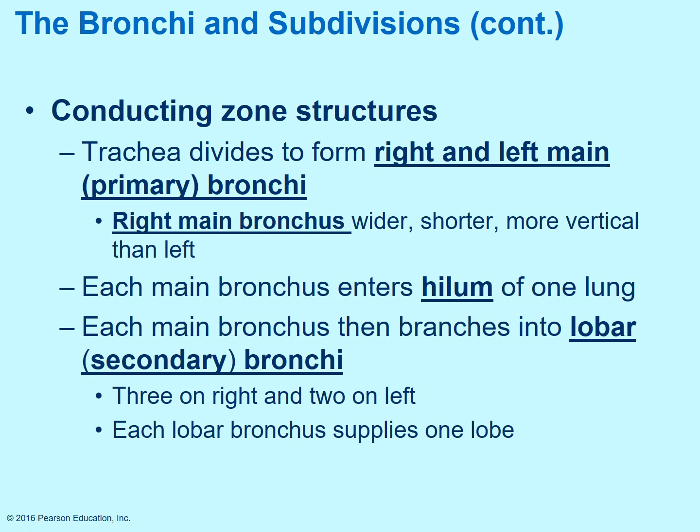So the primary bronchi, you have the left and right. Like I said, those are going to the lungs. The right main bronchus or primary bronchus is wider, it's shorter, it's more vertical than the left side.